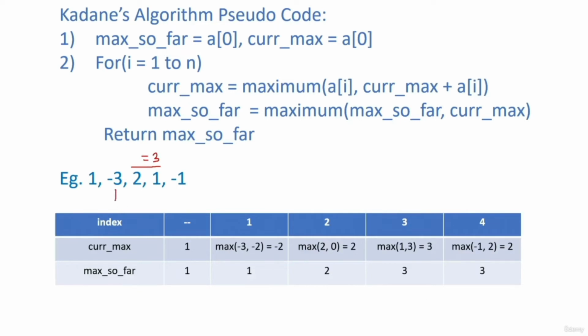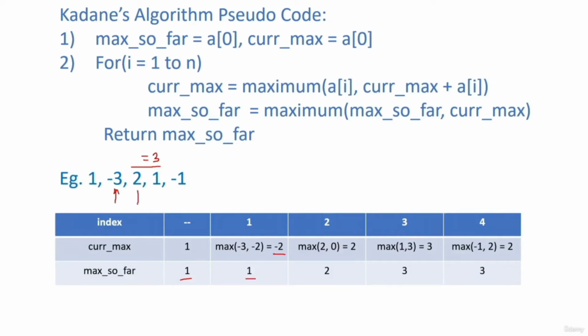Now our for loop is here at the element -3. So according to our pseudocode, we are considering the maximum between -3 and -3 plus the current max. So -3 plus 1 is -2, and the maximum element we are getting is -2. In the second step, we are comparing max so far and current max, which means we are comparing -2 and 1, and we are getting the maximum 1.